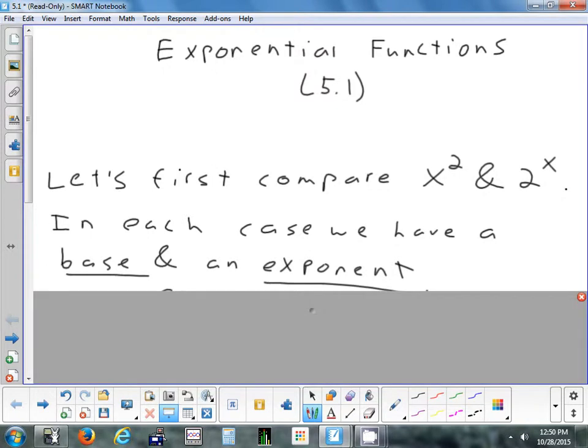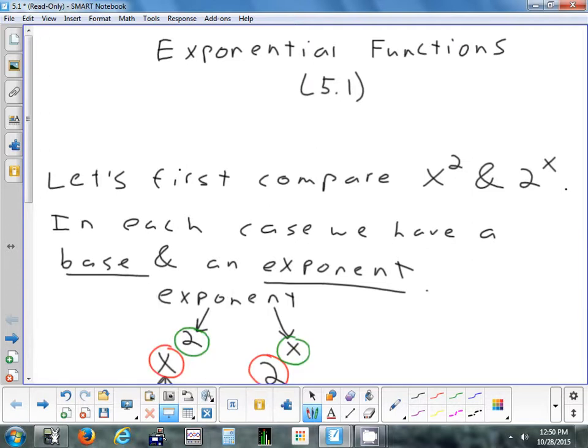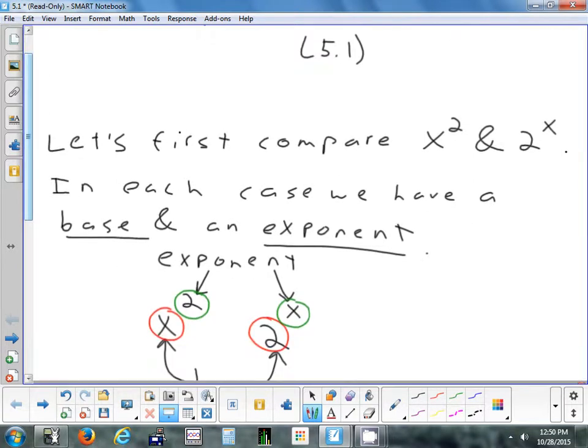In each expression you have a base and an exponent. Corey, what's my base in x squared? And my exponent? 2. Yeah, so the exponent is just what's up higher, and the base is what's below. The difference between these two is, let's focus on the exponent.